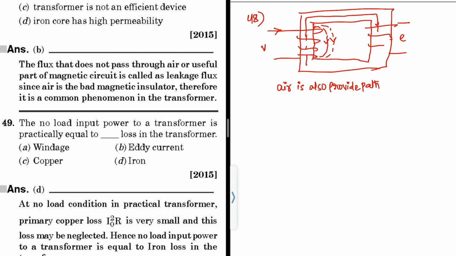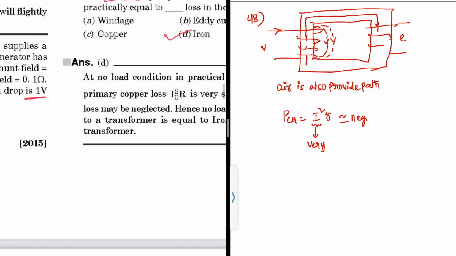Coming to question number 14: the no load input power to a transformer is practically equal to. The no load is like the open circuit test. In the open circuit test, what losses will we observe? Only iron losses, because the copper loss is I squared R, and this current is very small because of no load, so this loss will be negligible. So the only loss is the iron loss.